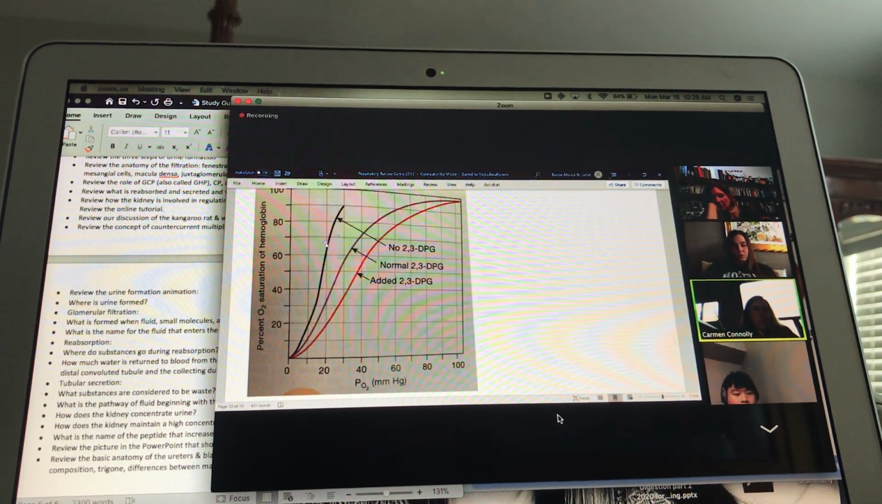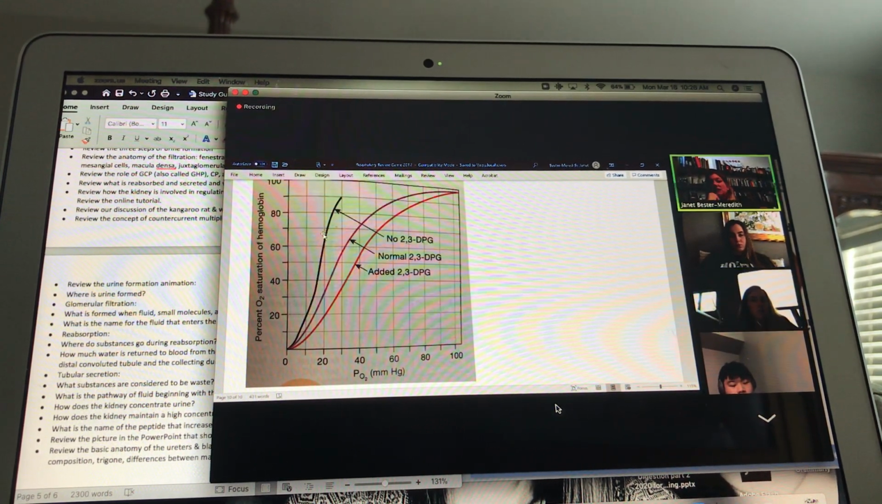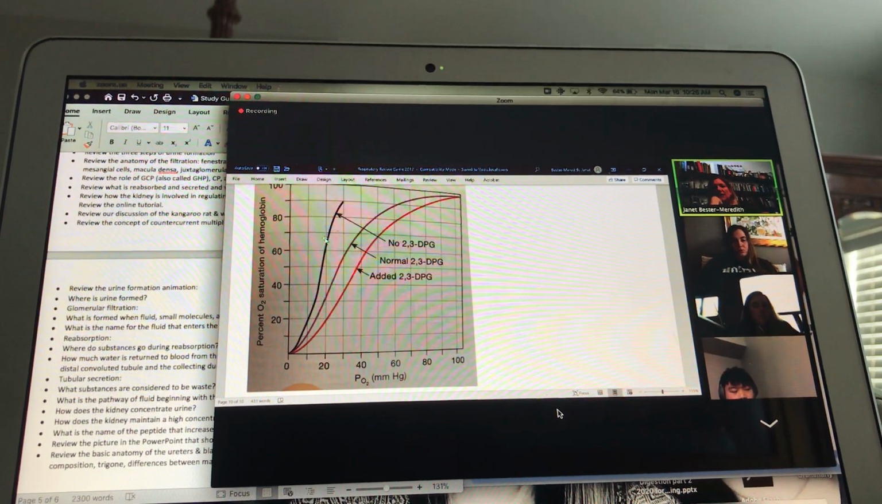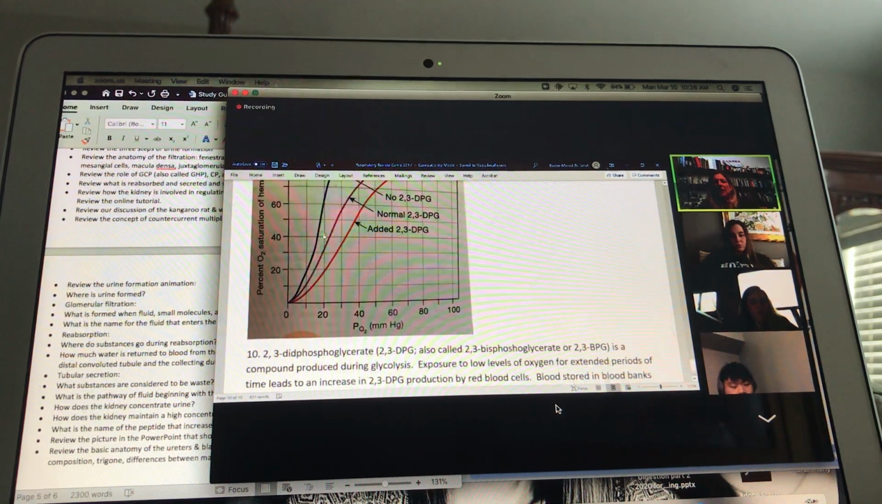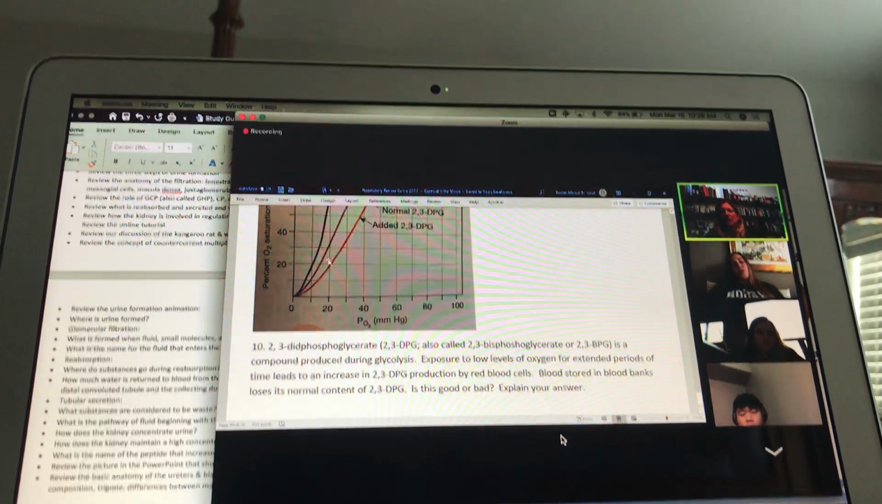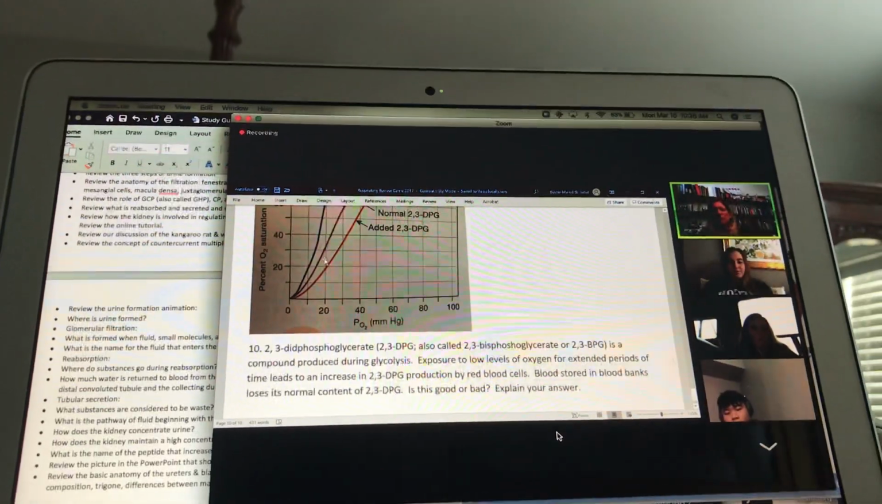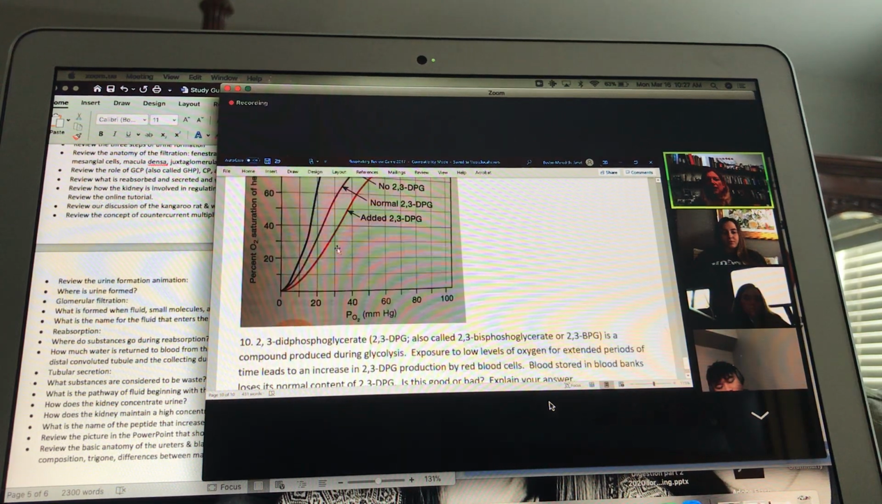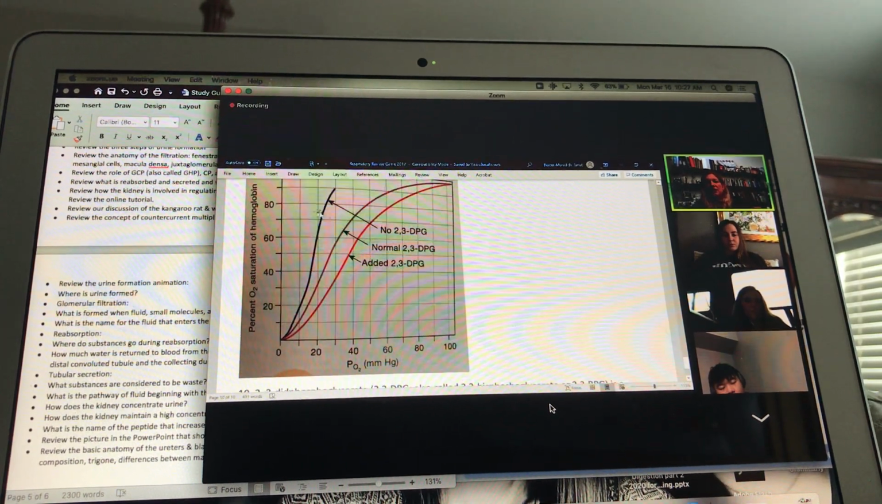More oxygen is being given to the tissues. Yeah, that just means that more oxygen is being given to the tissues. So when it moves to the right, if we have blood being stored, losing its normal content of 2,3-DPG, it shifts further to the left, right?